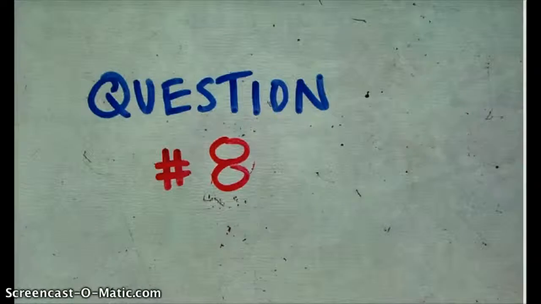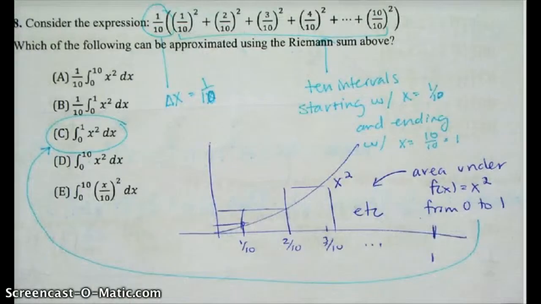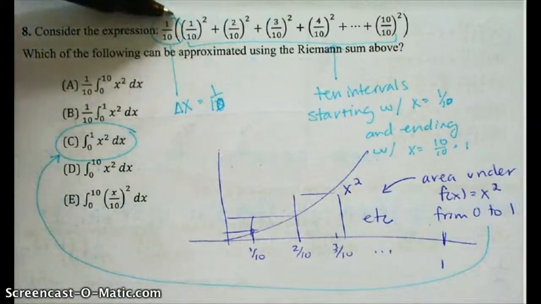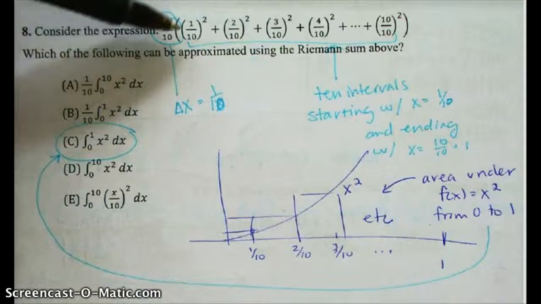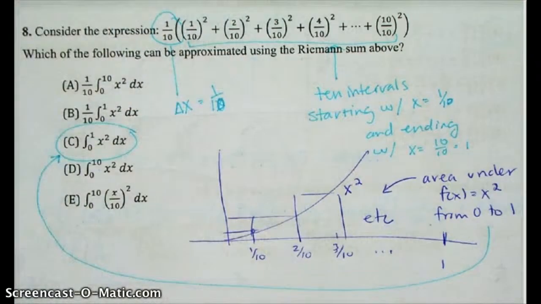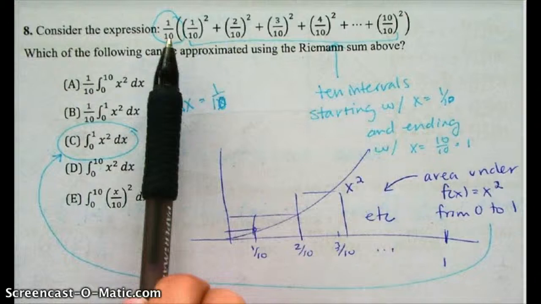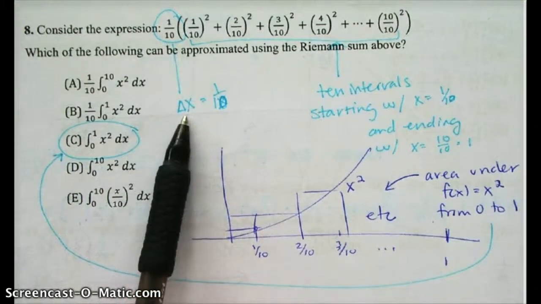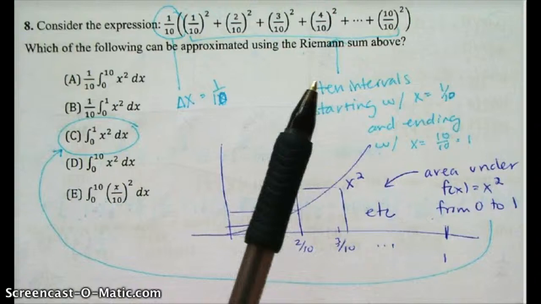Question number 8. More than anything, I think question 8 required confidence and persistence, which at the end of a section you're racing for time, I get it, maybe this was a challenge. But see if you can put it together now. So looking at the format of this expression, we've got a number out front and then a bunch of things being added together. Knowing what Riemann sums look like, the number out front, I know, represents the delta x, in other words, the width of each of these rectangles.